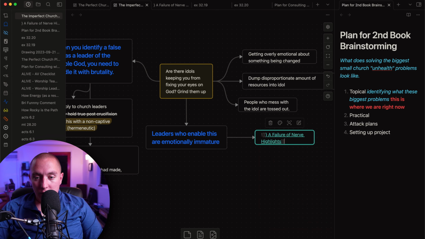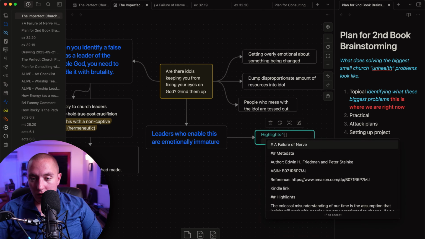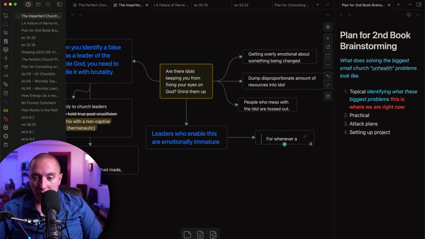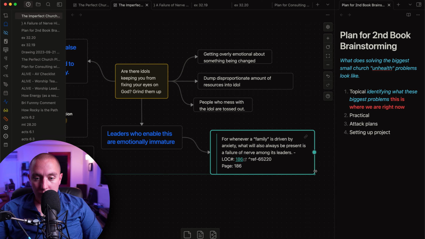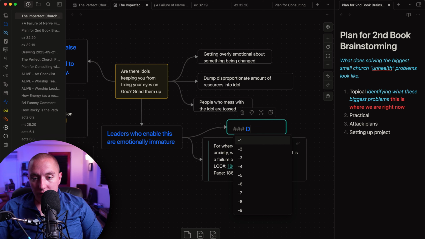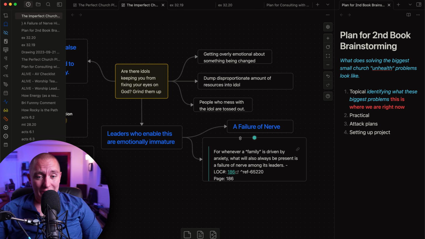So failure of nerve highlights. We're gonna come back in. We're gonna search for family. Or we'll just go down because it's close to the top, right there, just like that, and that'll be failure of nerve. So I want to bring in that concept from that book. So failure of nerve talks about the idea of emotionally immature leadership. And specifically anxious leadership.